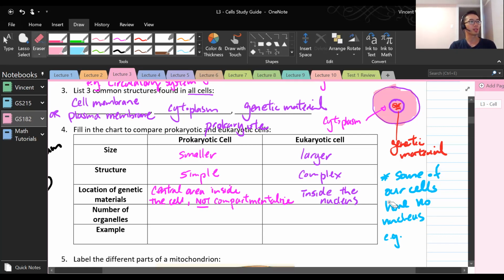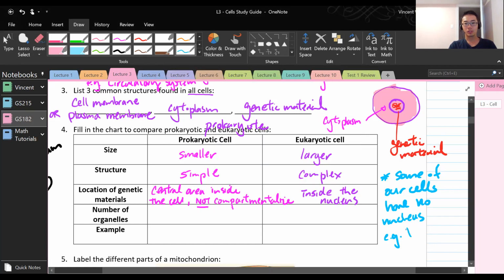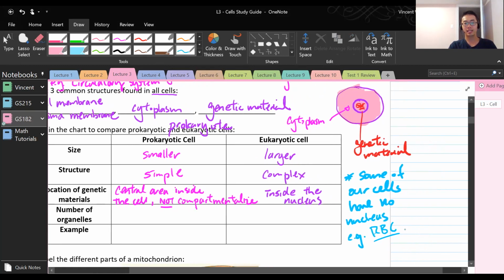Zafi Raza also said blood cells, very good. So RBC, red blood cells. That's what RBC stands for. Not the Royal Bank, but red blood cells. They don't have a nucleus. It's very interesting. We will learn why next semester. If you end up in my class again, I will tell you all about it.